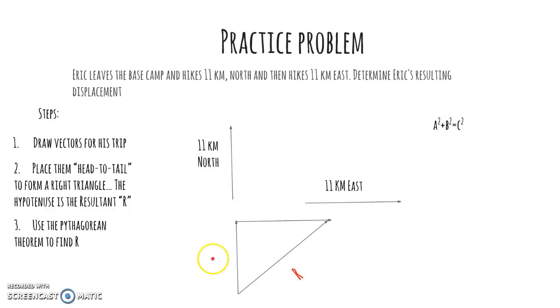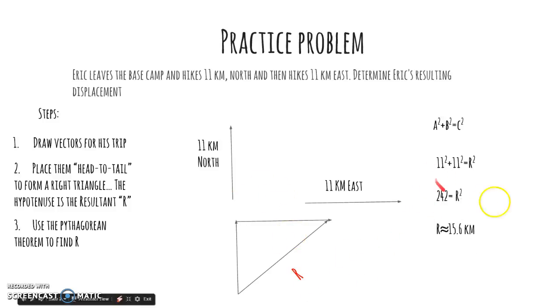So, 11 squared plus 11 squared gives you R squared. Now, 242 equals R squared because 121 plus 121 equals 242. R will be just about 15.6 kilometers, and that's the answer to this problem.